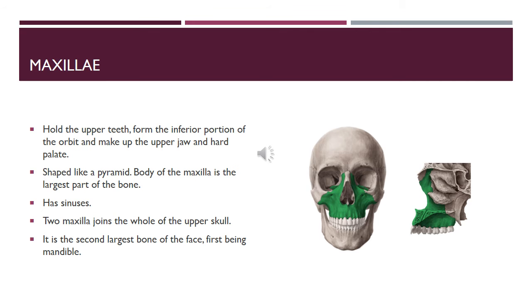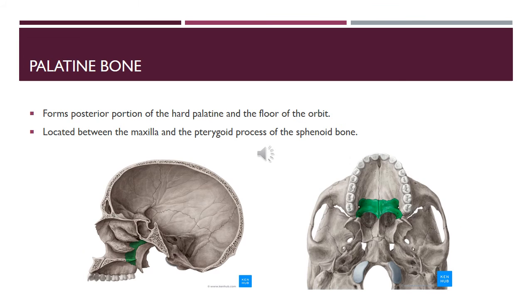Maxillae is the bone of the upper jaw, which is formed from the fusion of two maxillary bones. Maxillae hold the upper teeth. It plays a major role in mastication and communication. It is the second largest bone of the face. It also has sinuses.